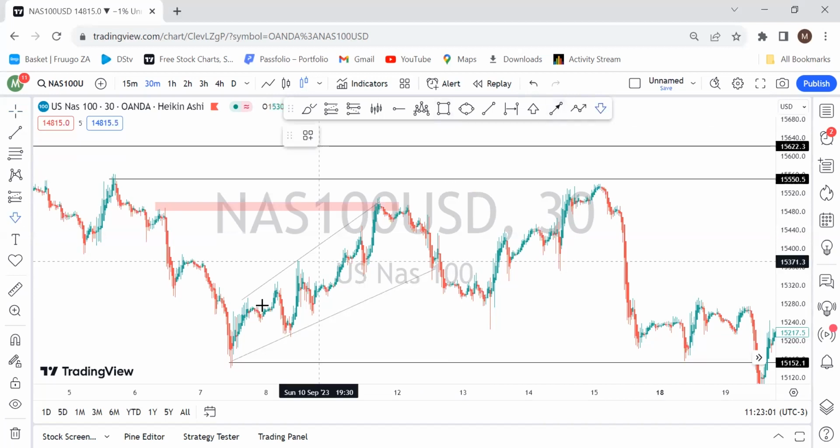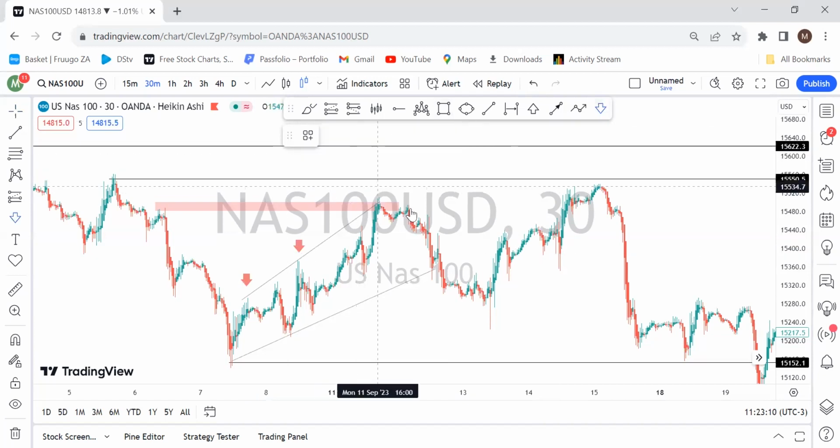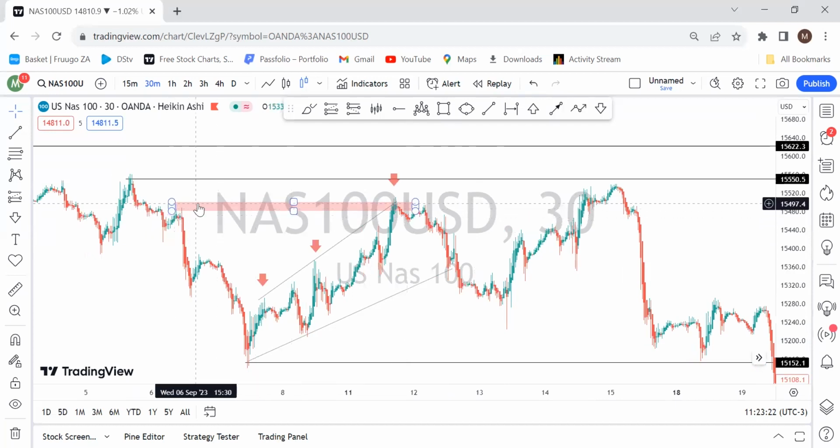So if we count the number of touches, we have this as our first touch, second touch on the trend line, and then the third one. The third touch always has the highest probability. So we focus on the third touch because that's where we want to place our entries. So there's this thing called confluence. So confluence means that the price will give you more than one reason to take whatever decision you have. So in this case, our decision is a sell.